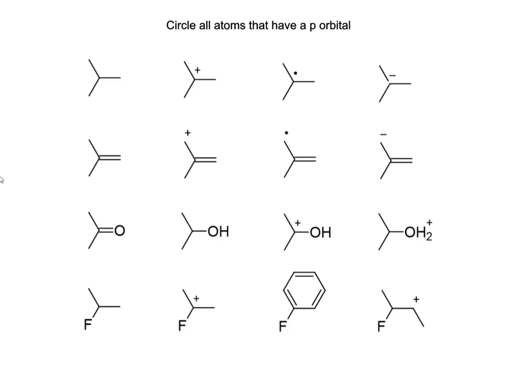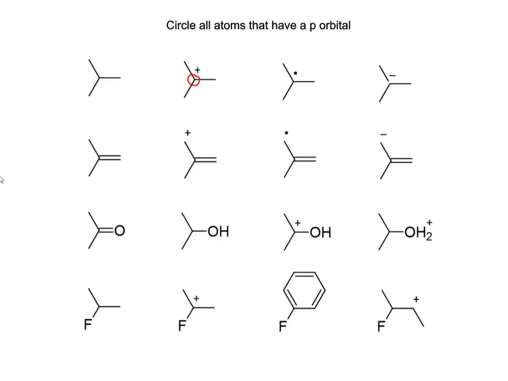In the top left, there are no atoms on there that are not sp3 hybridized. So all of those are sp3 hybridized, so there's no p orbital. In the second one, we do have a carbocation. That means we are electron deficient, and that molecule has a central atom that is sp2 hybridized, which means there is an empty p orbital. So that central carbon there has a p orbital.